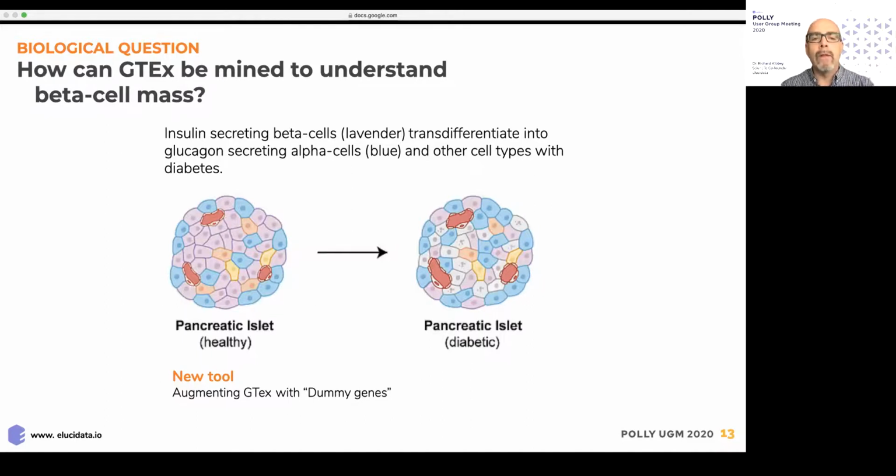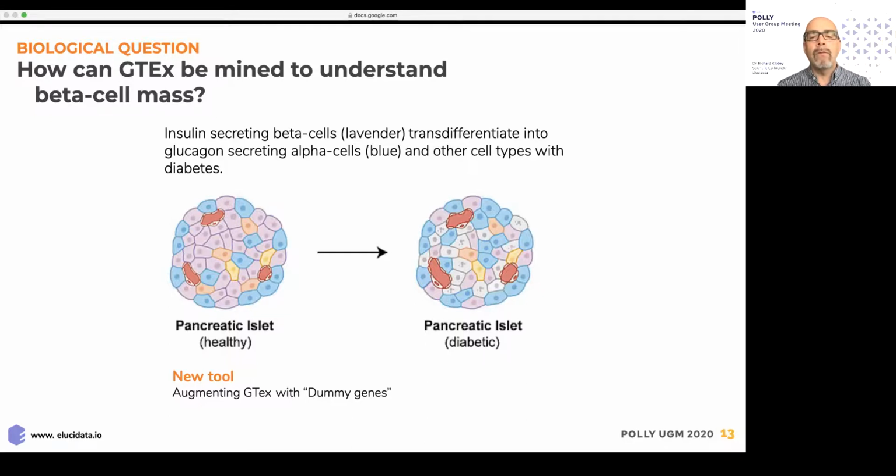There are the insulin secreting beta cells, which are indicated in the lavender color here, and glucagon secreting cells, which are in the blue color. And there are other cell types also present. In a human islet that is healthy, it's generally about 50-50 purple to blue. But as diabetes progresses, you start to lose beta cells, and some of these beta cells actually turn into alpha cells, and you start to have more and more blue cells.